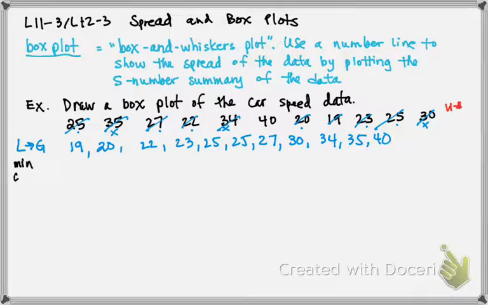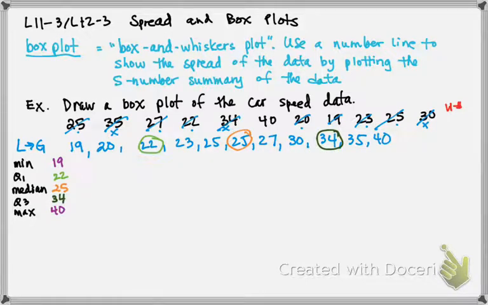Min, quartile 1, median, quartile 3, and max. So min and max are easy. Minimum is 19, max is 40. Okay, and then median. We have 11 numbers, so 1, 2, 3, 4, 5. I have 5 numbers in front of the median, 5 numbers after. Then I'm going to find quartile 1. So it's the middle of the first 5 numbers, which is 22. I'm going to find quartile 3. That's the middle of the second group of 5 numbers, which is 34.